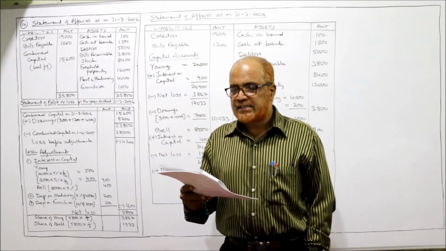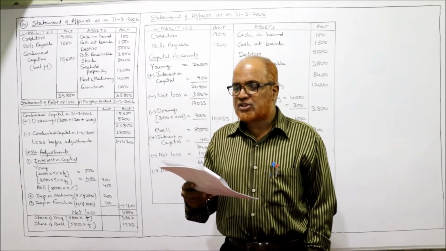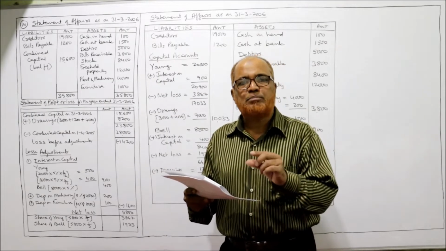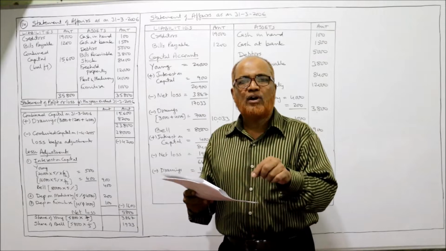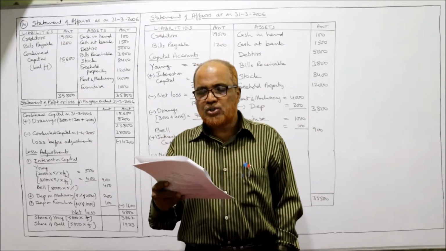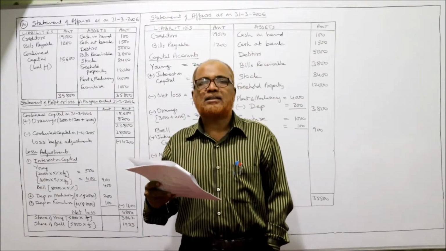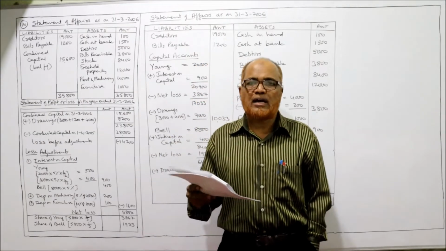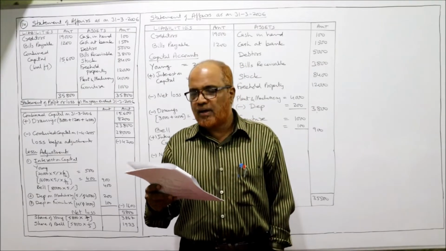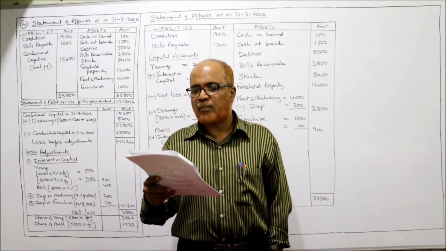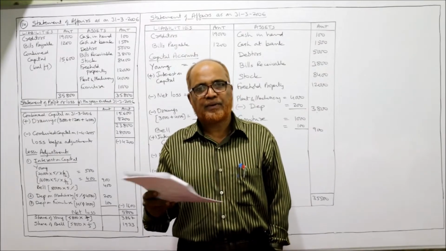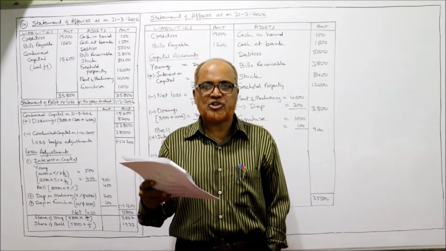Now, Young and Bell, statement of affairs as at 31st March 2005. The beginning of the year statement of affairs is given. Only we have to make it at the end of the year. At the beginning of the year, capital accounts: Young 20,000, Bell 8,000, total 28,000 combined capital. Then bills payable, sundry creditors, liabilities over. On the asset side: plant and machinery, freehold property, furniture and fittings, stock, debtors, bills receivable, bank, cash. The opening balance sheet is given.